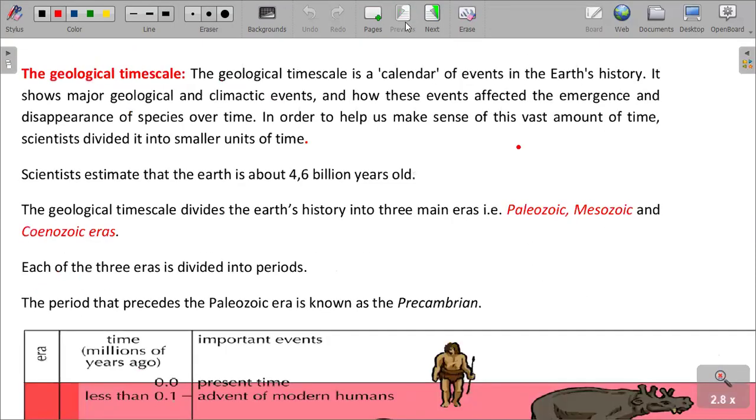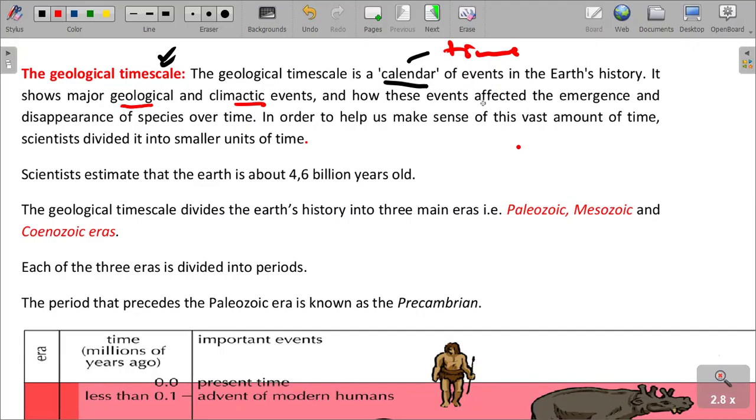Without wasting any time, the geological timescale is a calendar of events in the Earth's history. It refers to a calendar, which means time. We are referring to issues to do with time, the time of events in the Earth's history. It shows major geological and climatic events, in terms of the factors and processes that affected the Earth, and also the climatic conditions involved and how these events affected the emergence and disappearance of species.